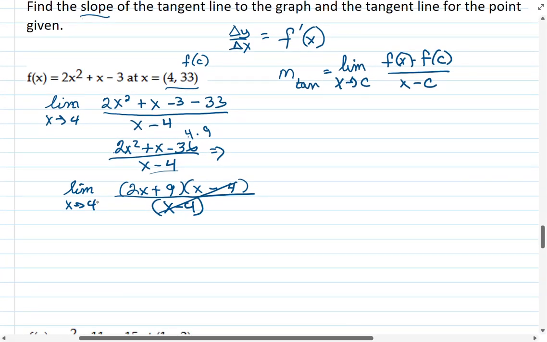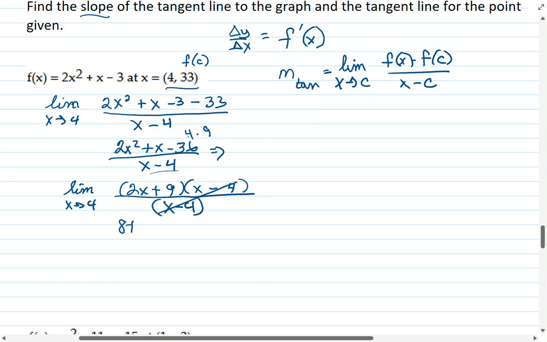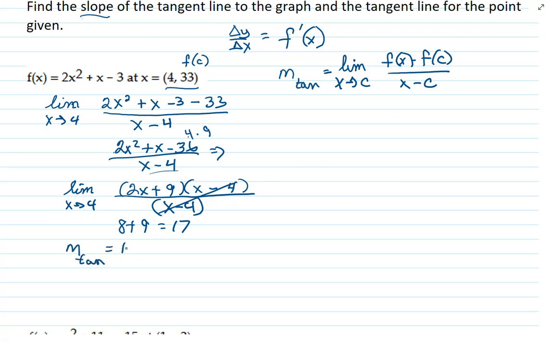So I'm going to now place the limit in there. 8 plus 9 is 17. So my slope of tan is 17. Now I'm going to construct the line.